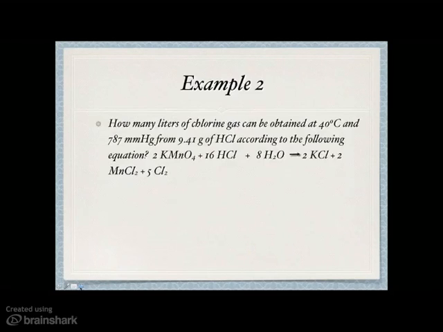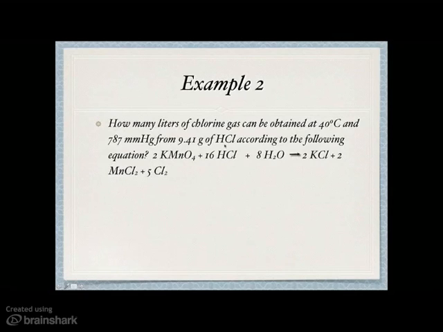Here is a different type of problem that you might have. And again, this is in your note packet. In this case, you're actually looking for the liters of chlorine gas. It's at 40 degrees Celsius, and you have a pressure of 787 millimeters of mercury. And you also have the gram amount for HCl.